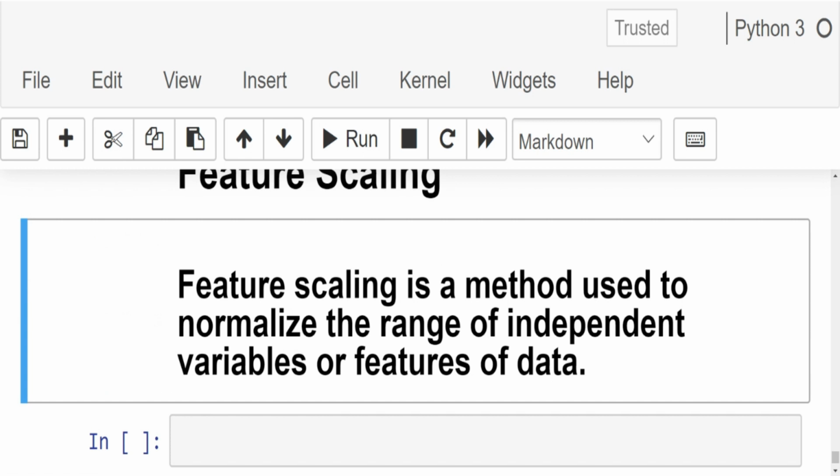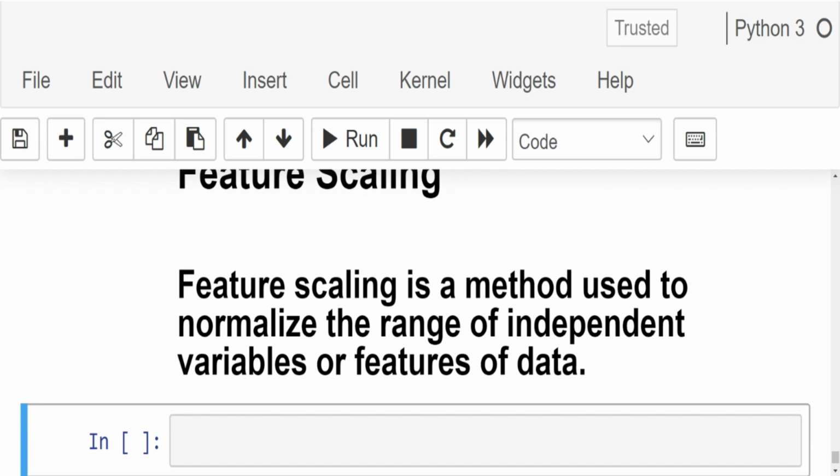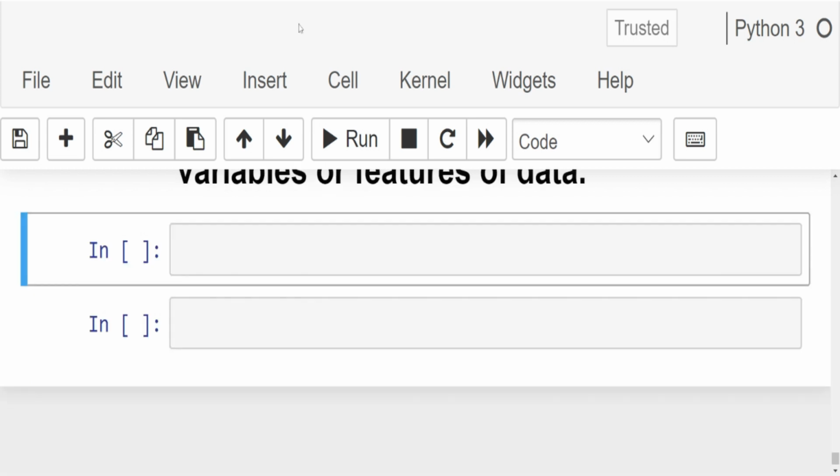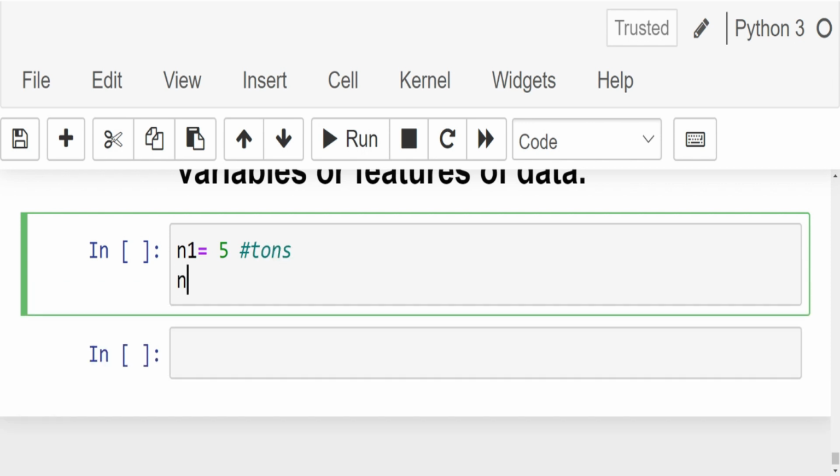The problem arises when we have to make decisions from this data. Over there, as it is having different units, computers would make decisions which will not be appropriate for the scenario. Consider, for example, I have two variables over here. Let's say n1, which is 5 tons, and n2, which is 20 kgs.